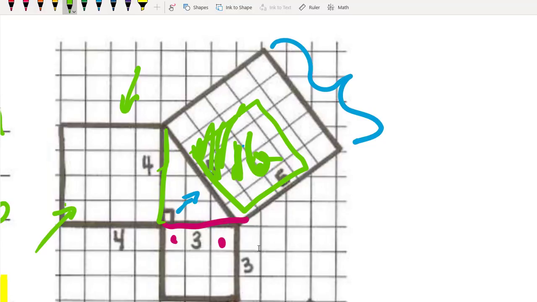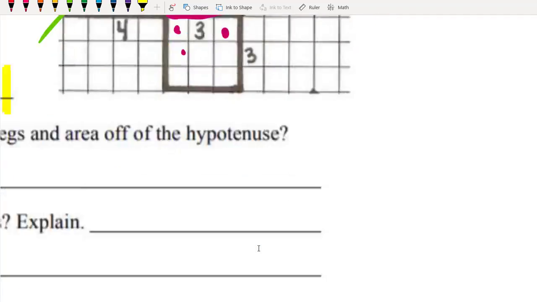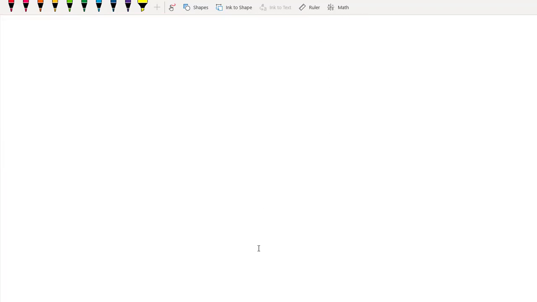Then I'm going to count all these other squares that are left and see what I have left. 1, 2, 3, 4, 5, 6, 7, 8, 9. Look at that. So if we could decompose these areas of these two squares, we can fit them perfectly inside this other square. So let's go take a look at the third one.